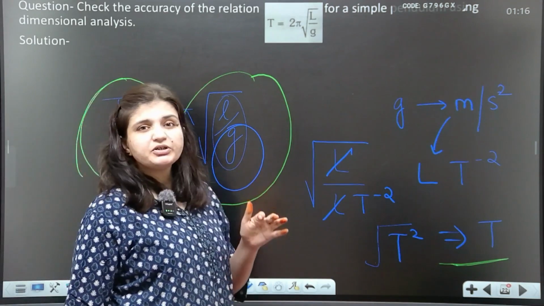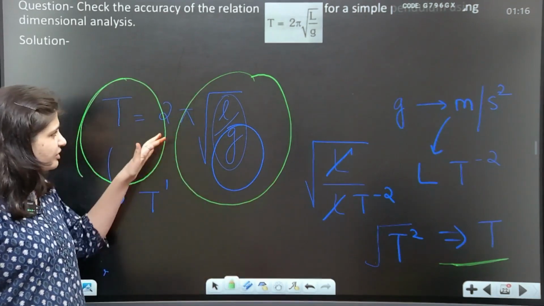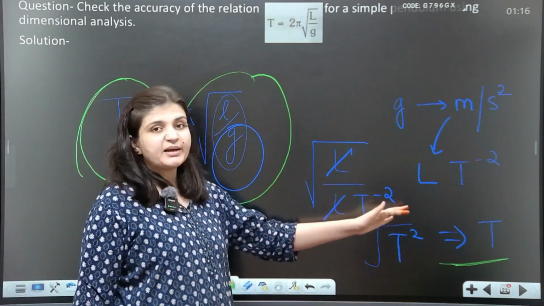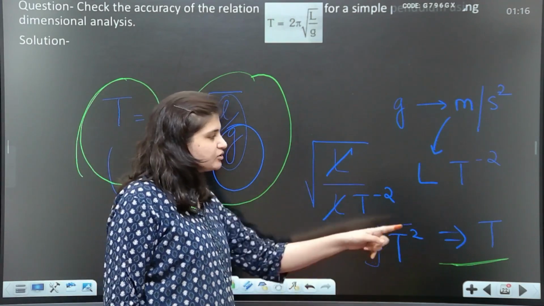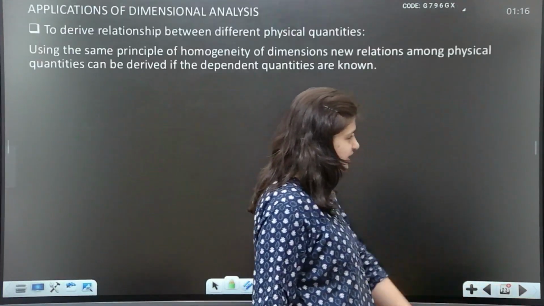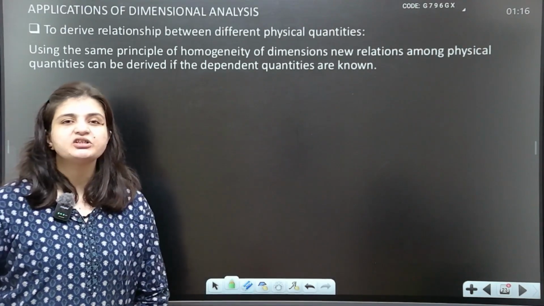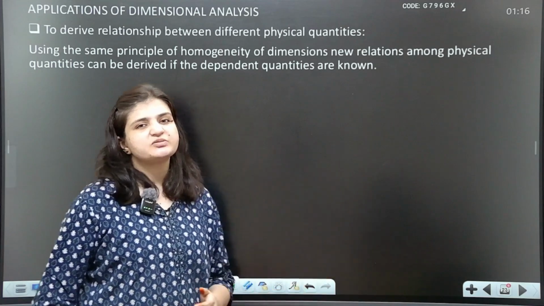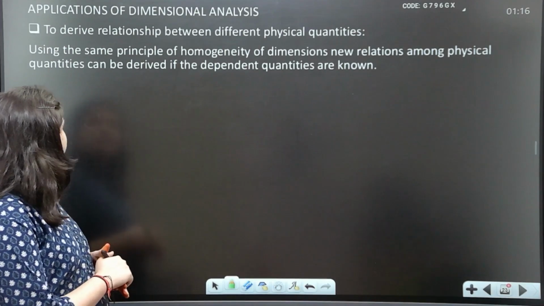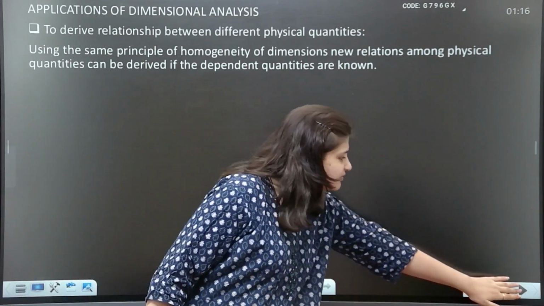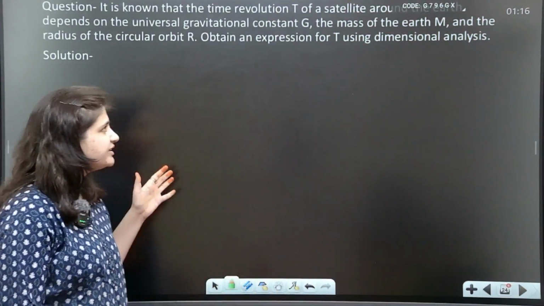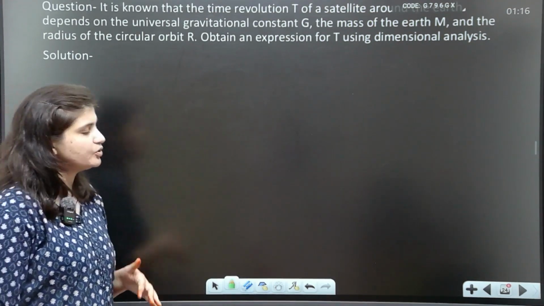So this is T equal to 2 pi root L by G. For length L we have written L, and for G, L T to the power minus 2. So L gets cancelled and it comes out to be T. Okay students, so this is how we have checked the accuracy of the dimension, how the LHS and the RHS are both the same. In application, we can find dimensions using this principle of homogeneity. Now let's get into this numerical.